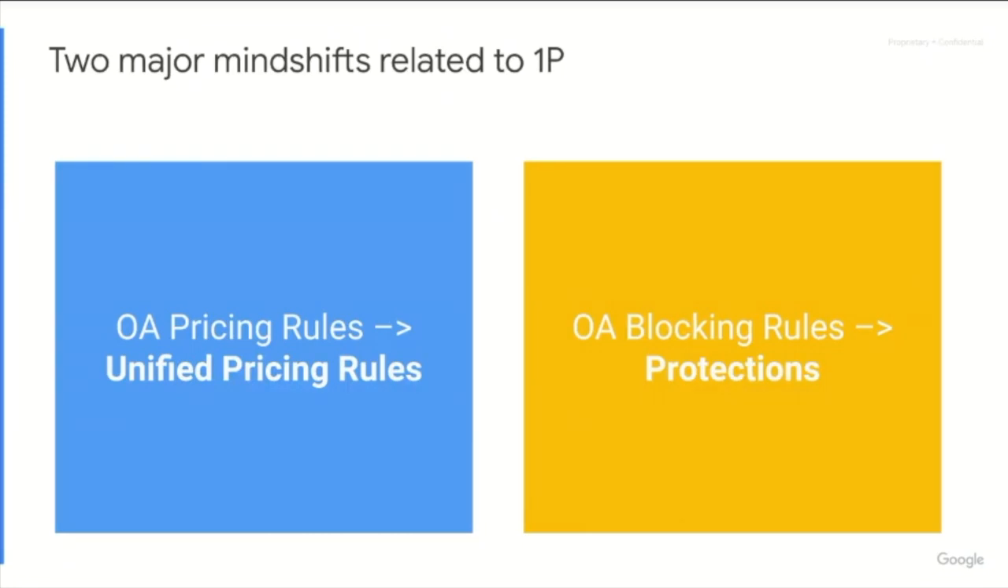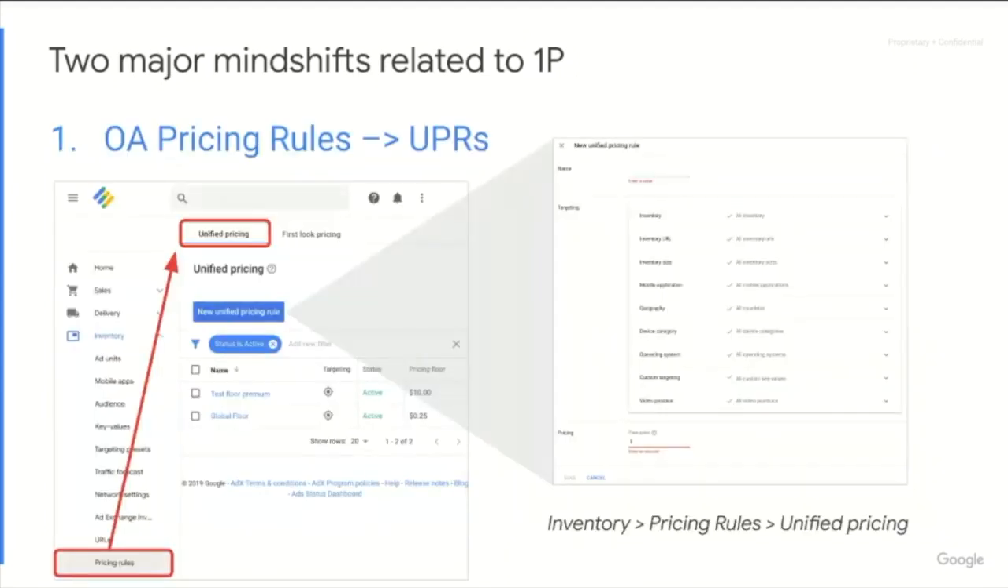The other major mind shift is around protections. So we're stripping out all blocking rules from ad exchange pricing rules, and blocks will now be much easier to manage in one centralized UI, and we'll take a look at these in a moment. But first, unified pricing rules. So where are they? You'll find them in the UI under the inventory tab. Alongside first look, and actually also alongside ad exchange pricing rules for the duration of this transition period. Eventually, these will be deprecated, as you can imagine, as they will be redundant once we are 100% first price transacting.